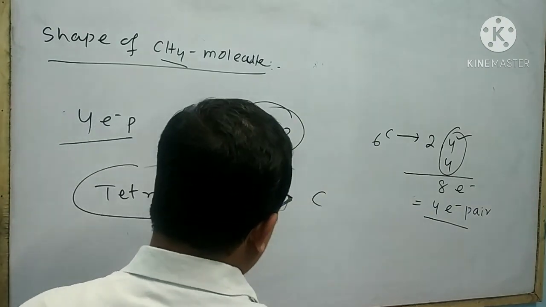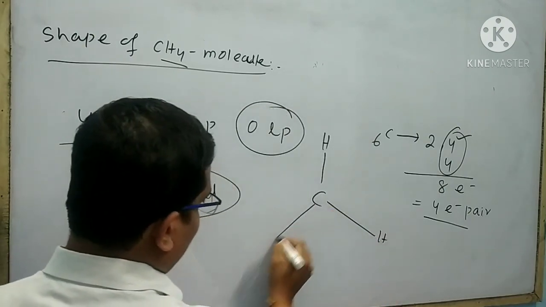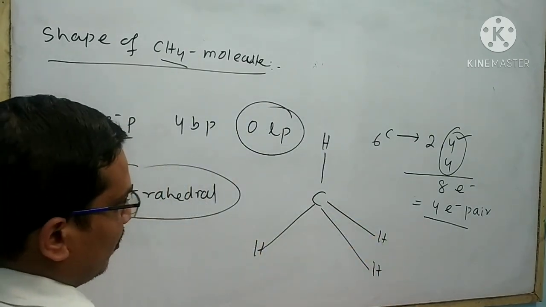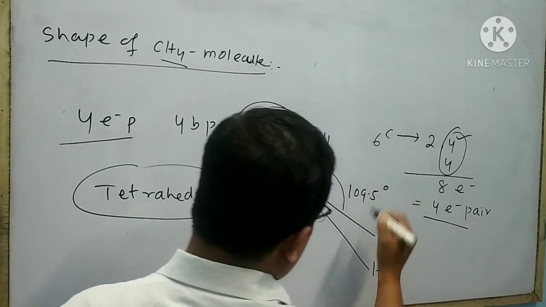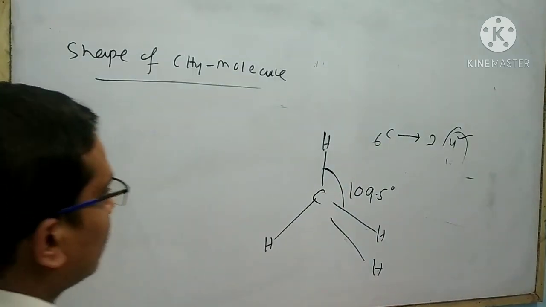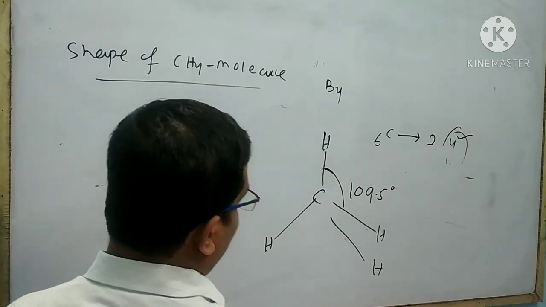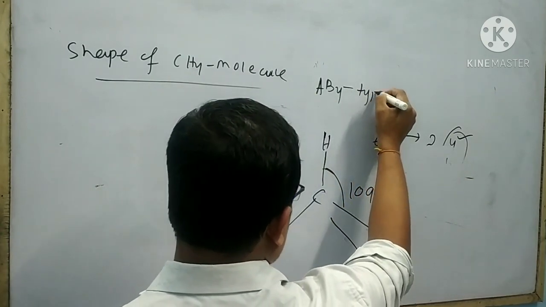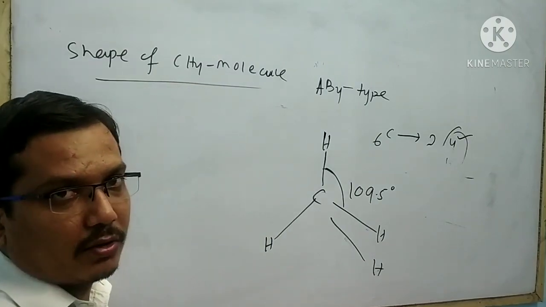I can draw the tetrahedral structure of CH4 like this. This is the tetrahedral structure of methane molecule. Here the bond angle is 109.5 degree. These bond pairs are present in space like this. Since there are 4 bond pair present and no lone pair, the molecule is AB4 type. This is all about the shape of CH4 molecule.